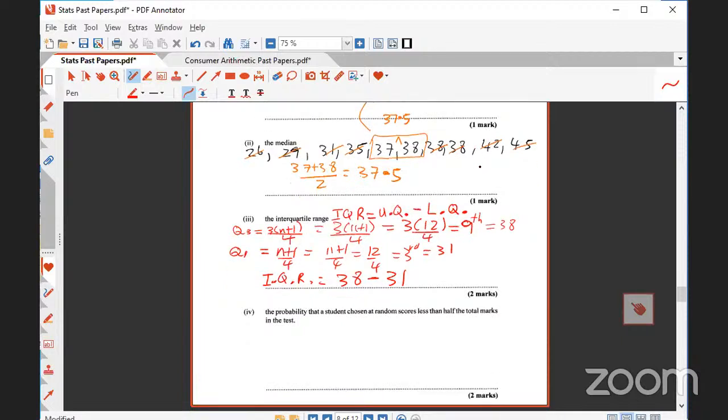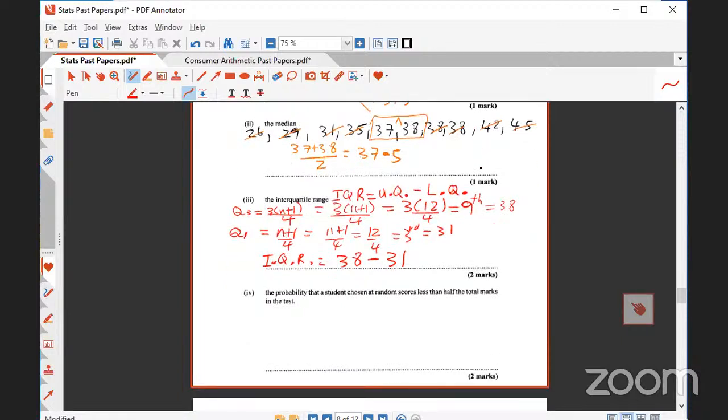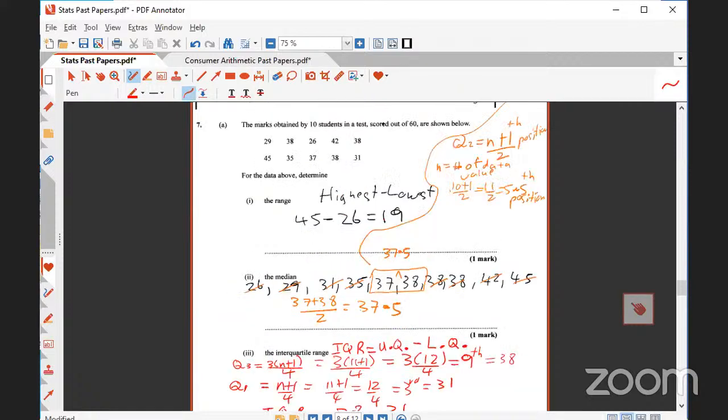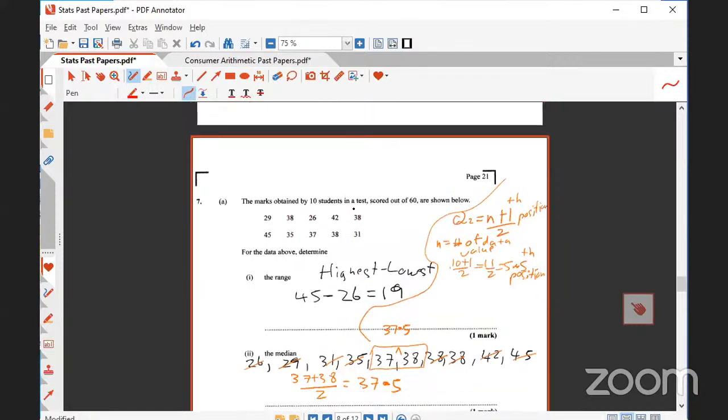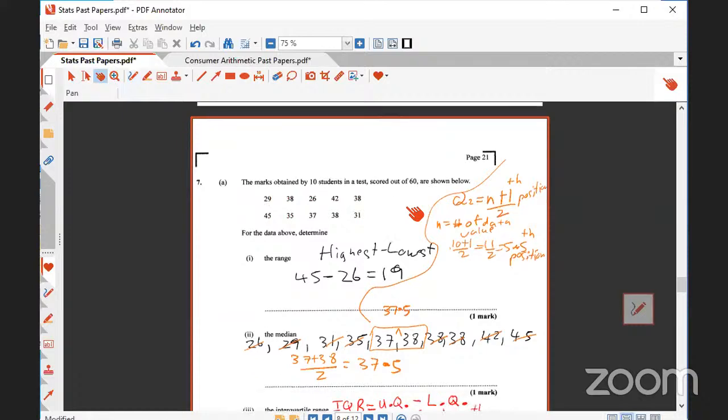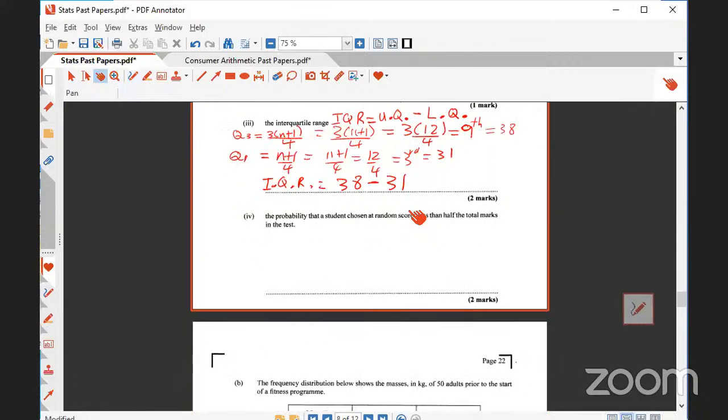All right, next. The probability that a student chosen at random scores less than half the total marks in the test. When you go back to the information, remember it told us that in a test scored out of 60, that means the total marks is 60. So if it's a half of it, they want those persons who scored less than a half of 60. A half of 60 is 30. So they want those who scored less than 30.